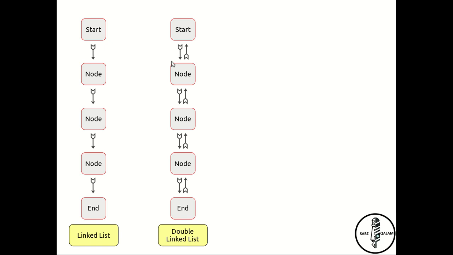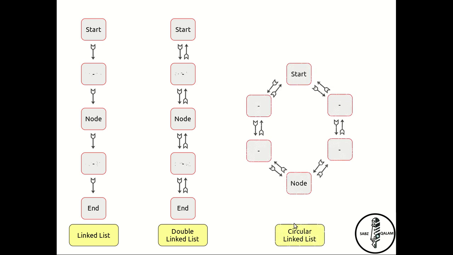Another option is what is referred to as a circular linked list. In a circular linked list, it's very much like a double linked list. It's just that it loops on its own. So here you can move both clockwise and anti-clockwise.